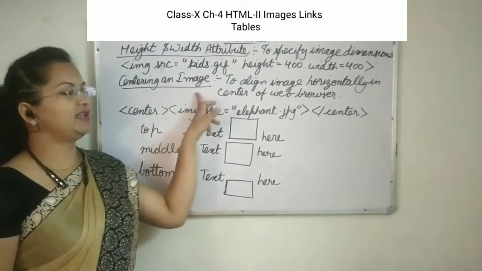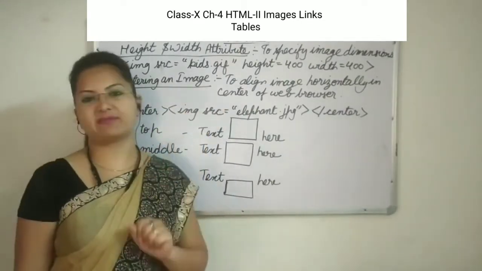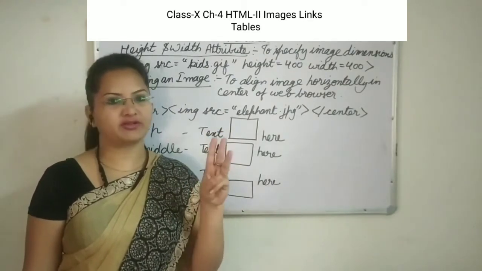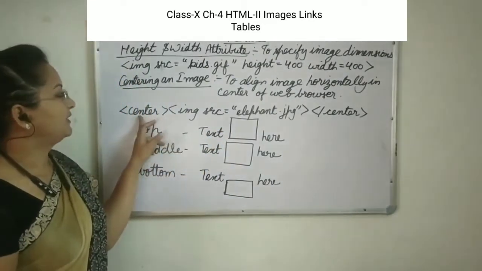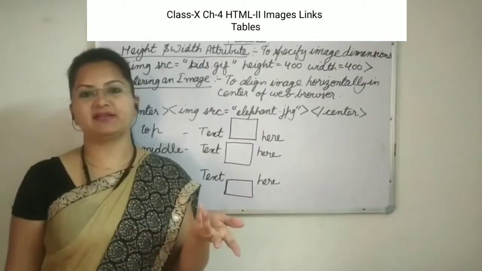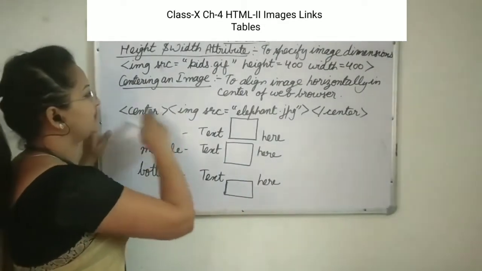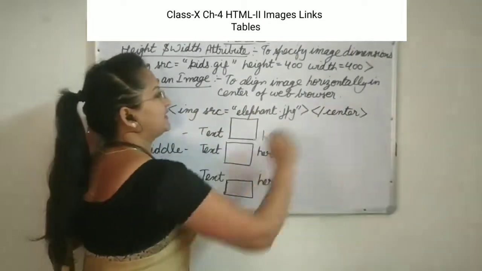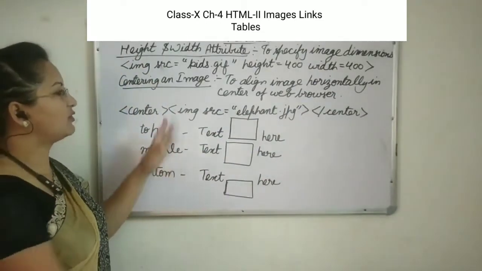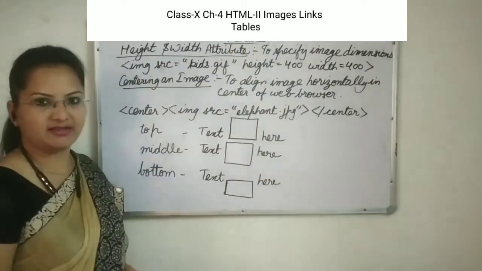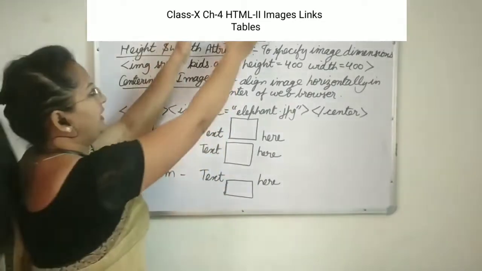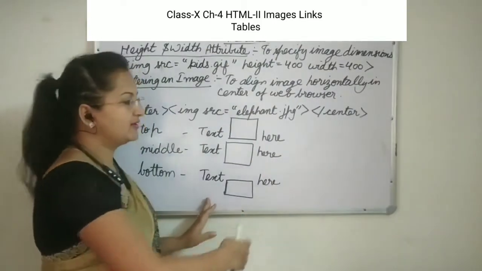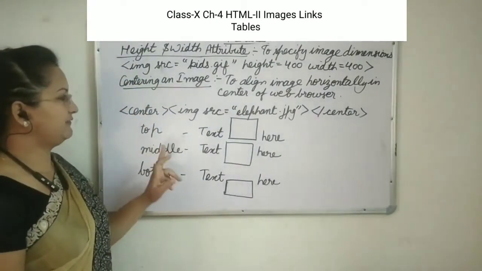Now centering an image. Students, I have told you about 5 types of alignment: left, right, top, middle, bottom. If we have to align the image in the center, meaning horizontally in the center, like the image should be here in the center. But what was middle doing? It was aligning the image vertically in the center. Vertically in the center means here it is center, here also it is center, and here also it is center. So here we will see the difference first.